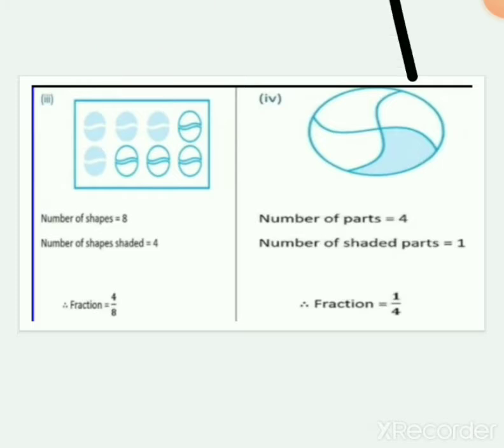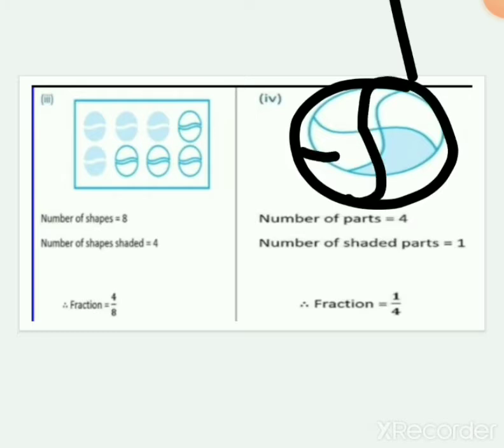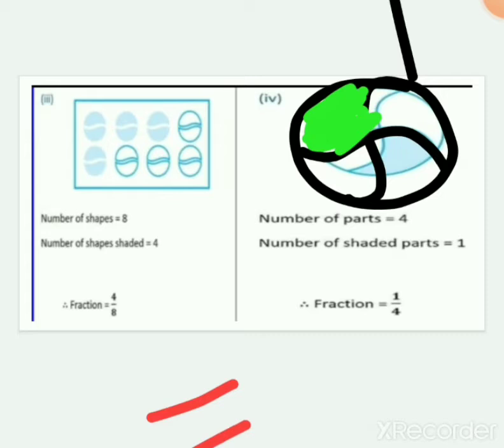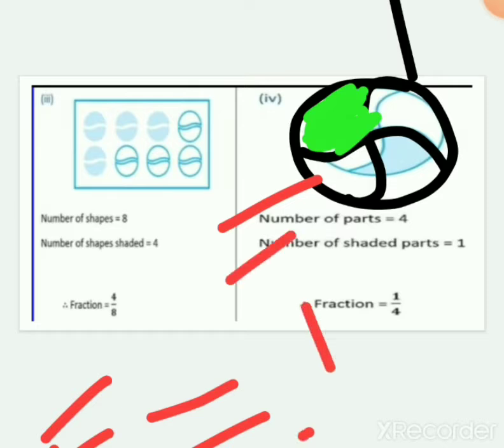Now moving to this, as you can see, it has already divided the ball in 4 equal parts. Okay, and all the parts are equal and one part is covered. So what will be the answer for this? The fraction will be equal to the number of parts total we have, 4, and the number of shaded parts is 1. Okay, so 1 is the shaded part, total is 4.